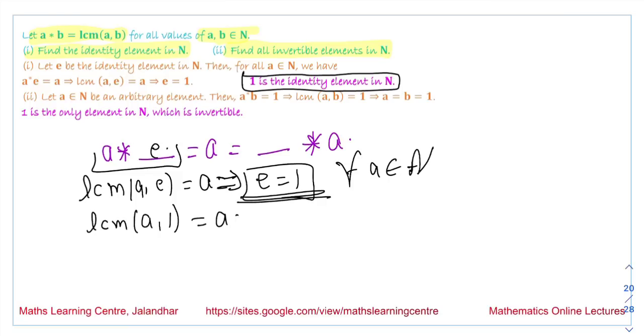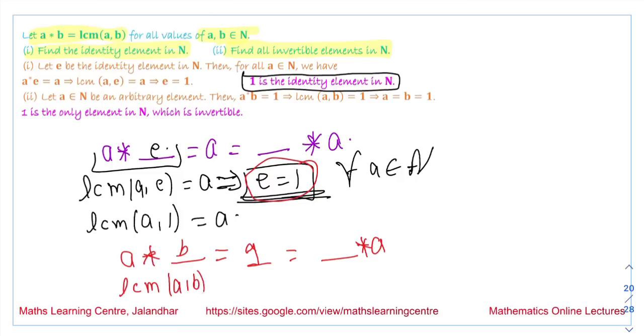Next, we have to find the inverse. For the inverse, we are saying A star something should be equal to the identity element we have over here, which is 1, and that should be equal to dash star A. It means if suppose this element is B, then LCM of A and B should be equal to 1. And from this, what we get is that this is possible only when A, comma, B, both these values, are equal to 1.